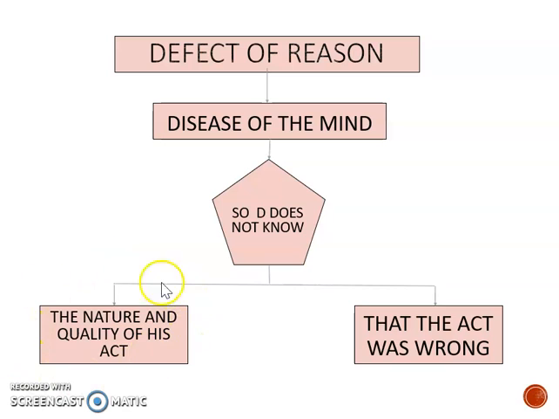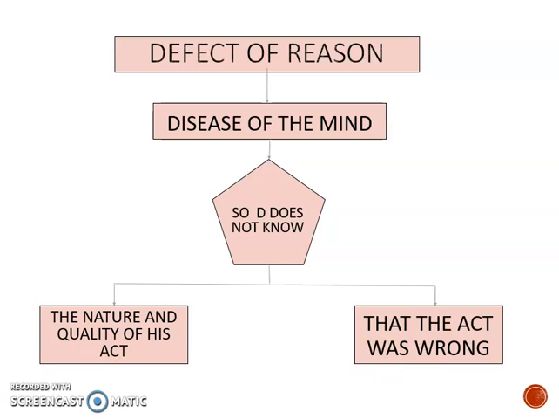Now, we've come across nature and quality of his acts before when we've been looking at the defence of diminished responsibility. So this means your defendant doesn't know what he's physically doing. So, for example, he might be chopping up a head thinking it's an orange. In that situation, he wouldn't know the nature and quality of his acts. In other situations, though, your defendant may know what they're physically doing, but they don't know it's wrong because, for example, they think maybe God is telling them to do it, so they think it's the right thing to do.